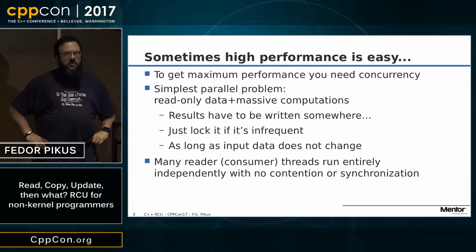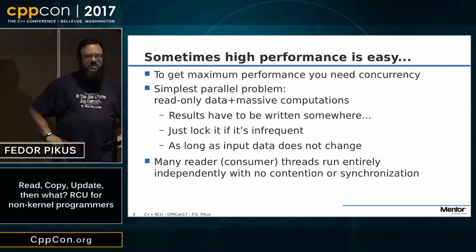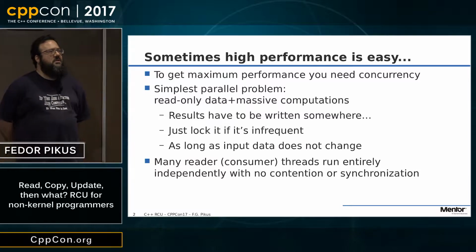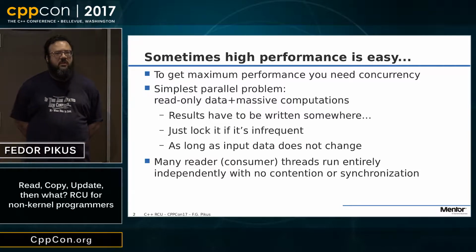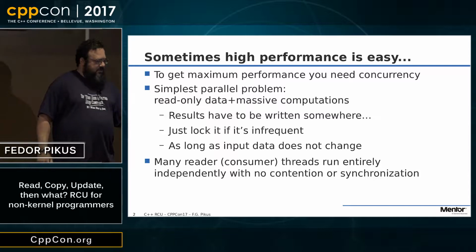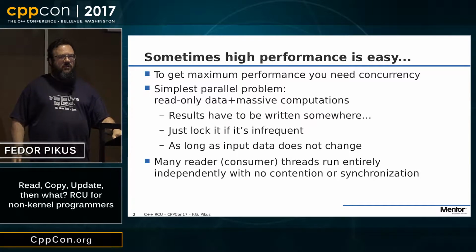Basically, you have multiple reader threads or consumer threads. They're consuming the data. There is no synchronization. And why is there no synchronization? Because in order to have a race condition, you have to have at least one write somewhere. If you have no writes at all, there is no race condition. You're just reading. So that's the ideal case if you live in this world.